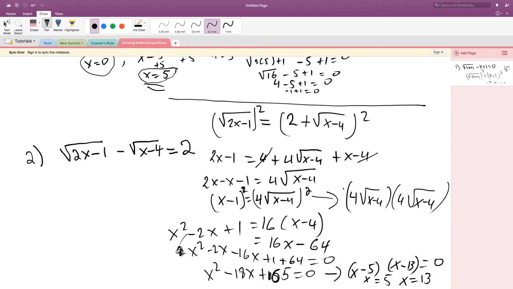Again, it's a really good idea to check if both numbers are actually correct or which one is the solution. To do that, just plug in the values into here one at a time and see if the left hand side equals the right hand side.